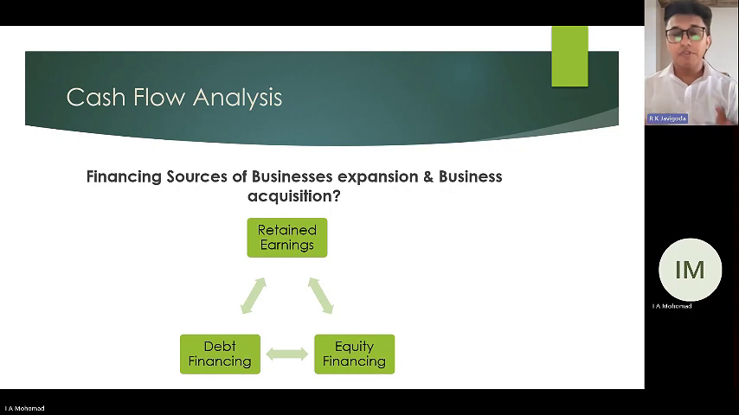The retained earnings made up 53%, 58% and 62% of the company's total funding for the business acquisition and expansion in 2020, 2021 and 2022 respectively. And the other one is debt financing.